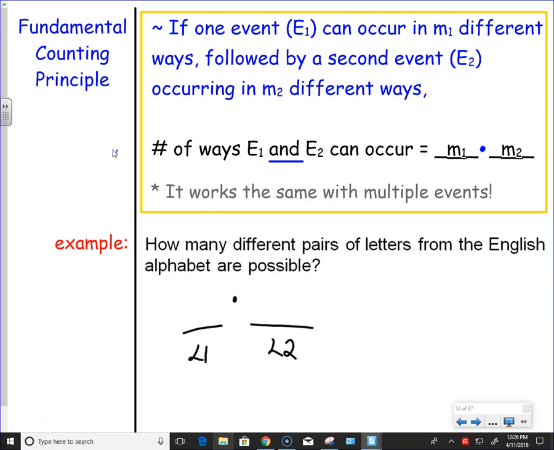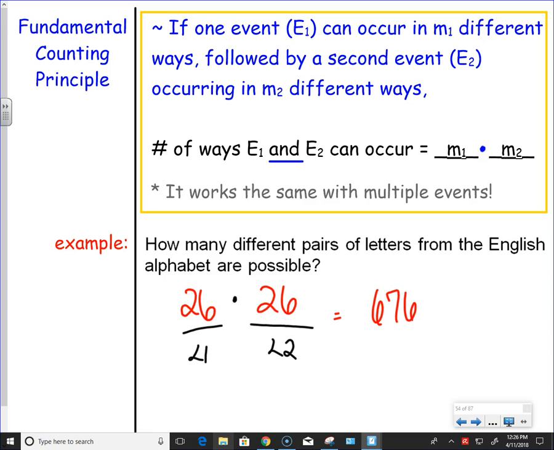So, question: how many ways can you choose the first letter? 26. How many ways can you choose the second letter? Yeah, because they don't say that it can't be repeated, so 26. So the final number of pairs would be, double check me, is it 676?